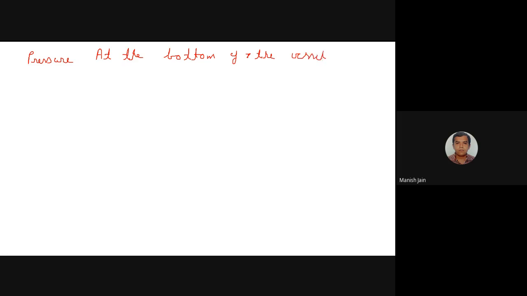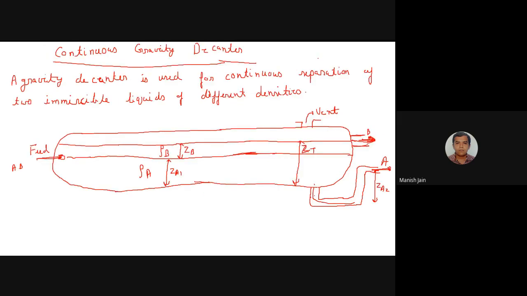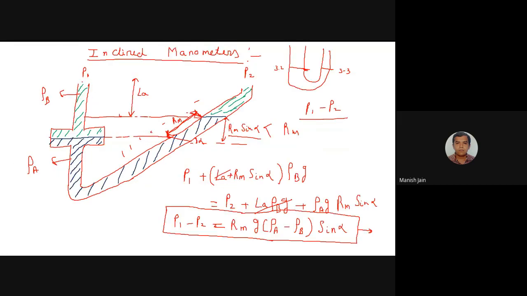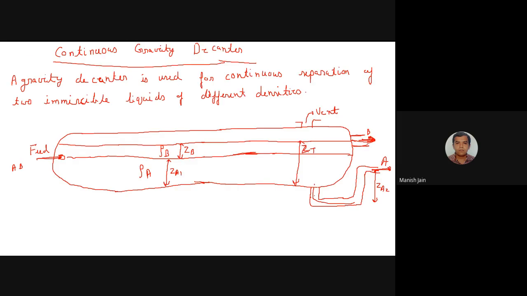So what is the pressure at the bottom of the vessel? That is equal to, if you use the hydrostatic equilibrium, you have to add the pressure due to this layer and pressure due to this layer. So at the bottom of the vessel you have the pressure ZB rho B plus ZA1 rho A. Basically this height, the difference between this point, you will get the pressure at this point.